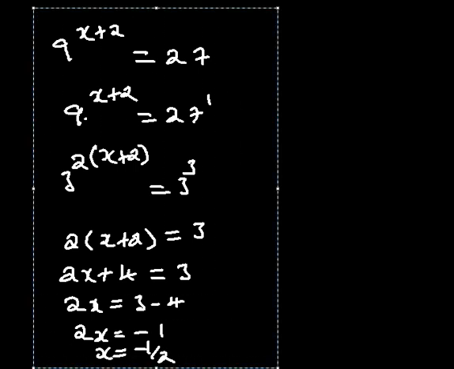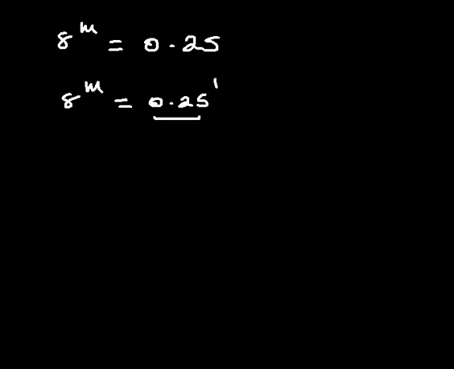Let's say we have 8 to the power m equal to 0.25. How should we solve for m? This is the same as 8 to the power m equal to 0.25 to the power 1. Here we have a decimal number, so we have to express it as a fraction.